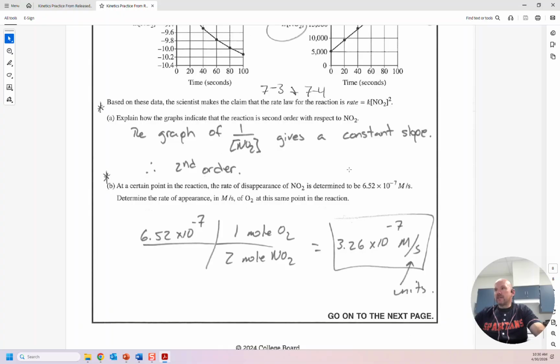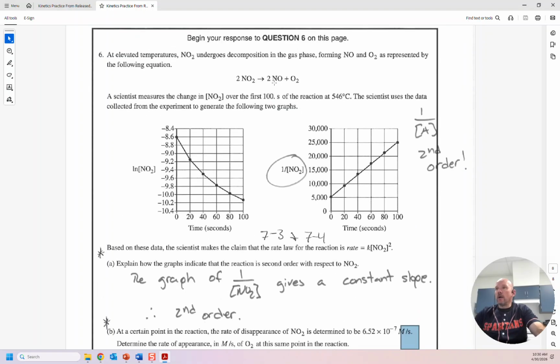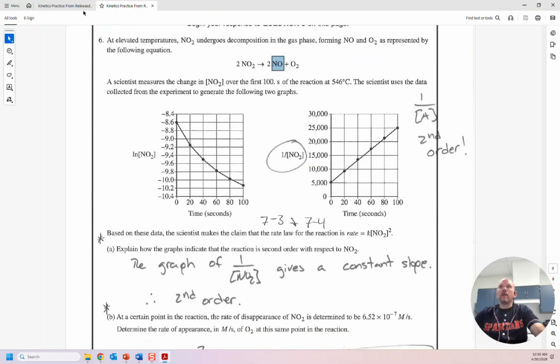So all we have to do is take the rate of NO2 that we're losing, multiply it by 1 over 2, and that'll give us the rate of formation or the rate of appearance of oxygen. And it would have the same units as the rate of disappearance for that reactant. If it had asked for the rate of appearance of this, it would be the same number because it's a 1-to-1 ratio. Okay. All right.